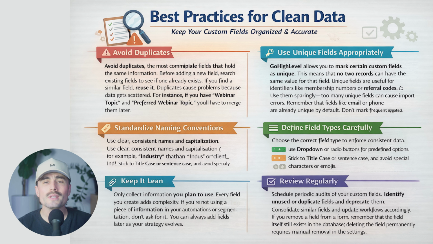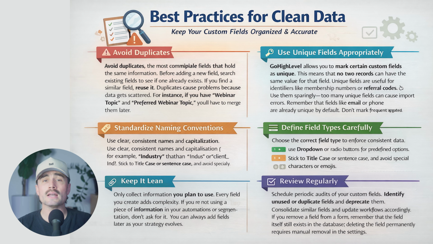Keep it lean. Only collect information that you actually plan to use. Every field you create adds complexity. If you're not using a piece of information in your automations or segmentation, then don't ask for it. You can always add fields later as your strategy evolves.